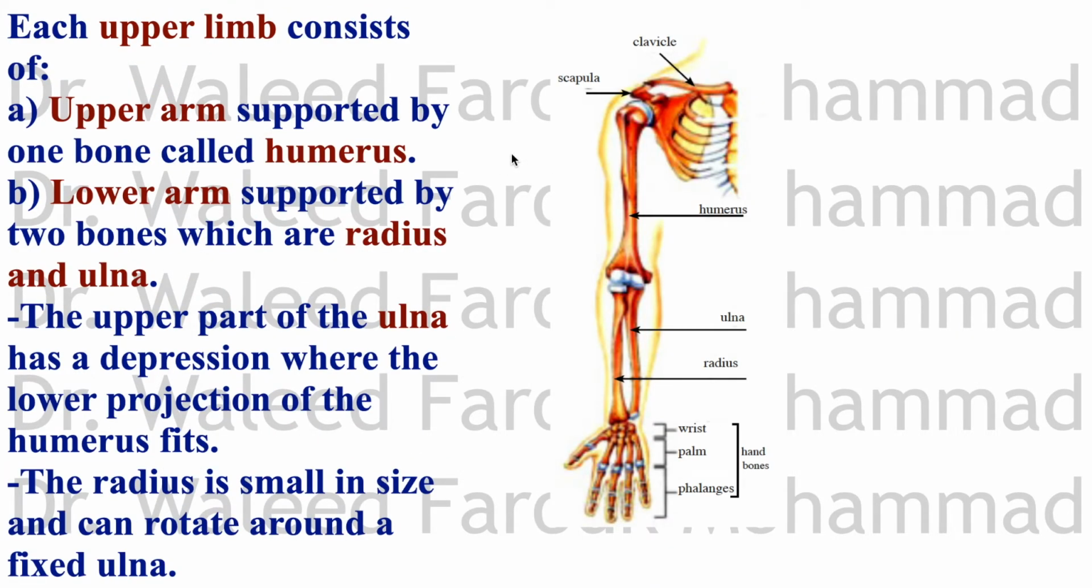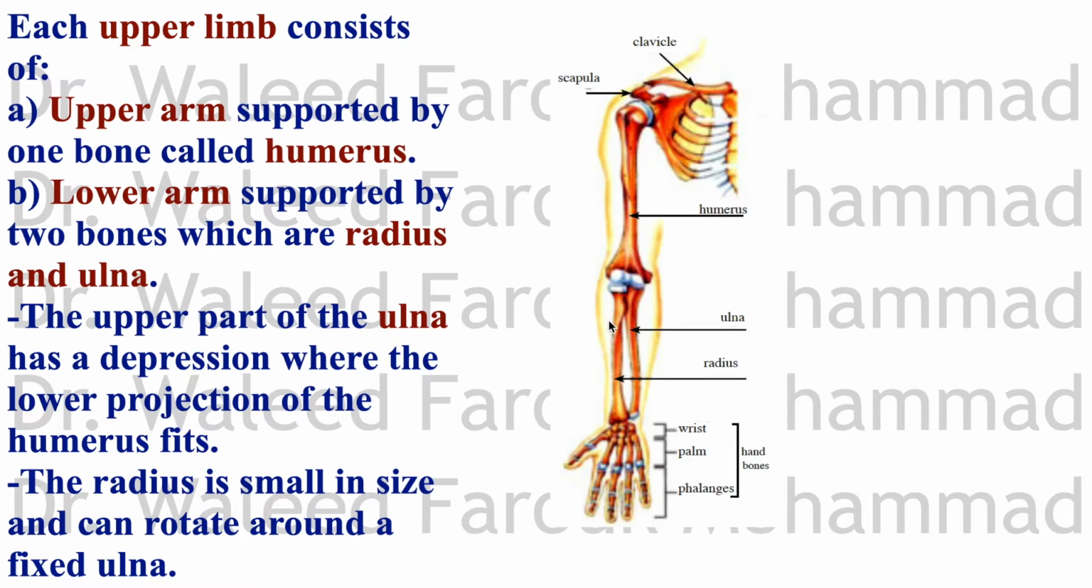Each upper limb consists of an arm or an upper arm, a forearm or the lower arm, and the hand. The hand has the wrist and the metacarpals and the phalanges. So the upper limb is formed of the arm or the upper arm. Okay, so if you encounter the word arm, it means only this part of the upper limb.